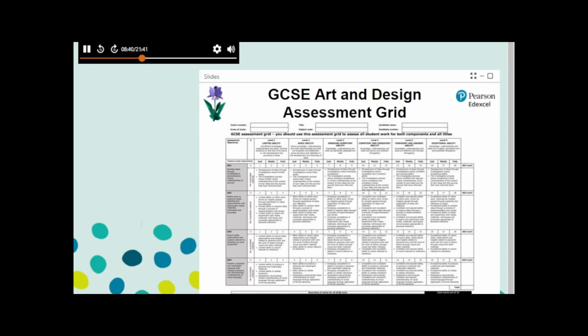Competent and consistent: knowledge, understanding and skills are secure and cohesive throughout. Confident and assured: knowledge, understanding and skills are effective and focused throughout. Exceptional: knowledge, understanding and skills are in-depth, perceptive and accomplished throughout.